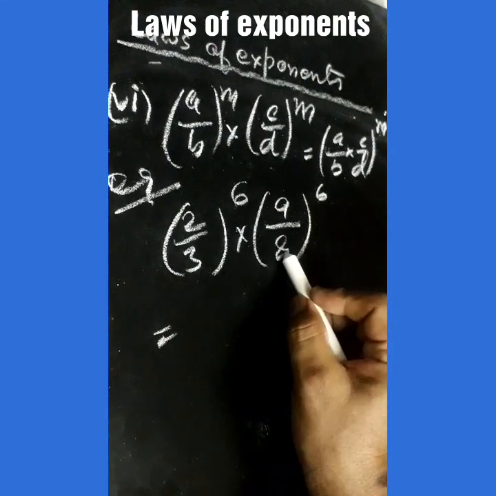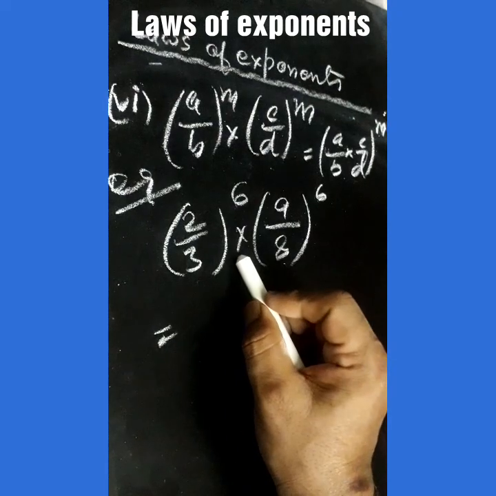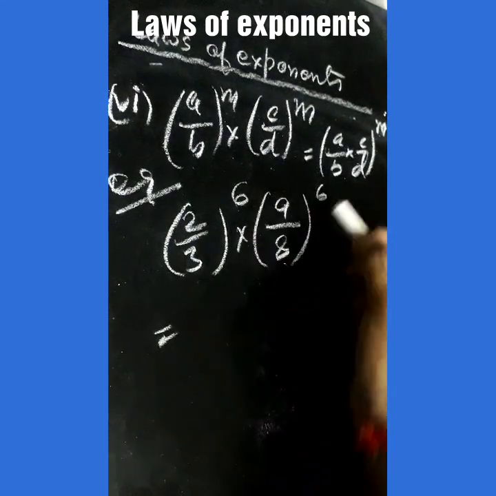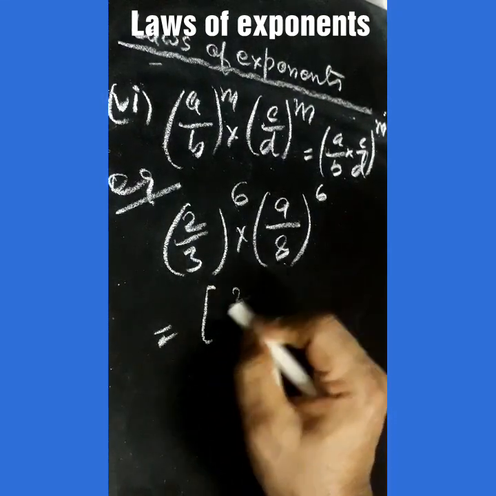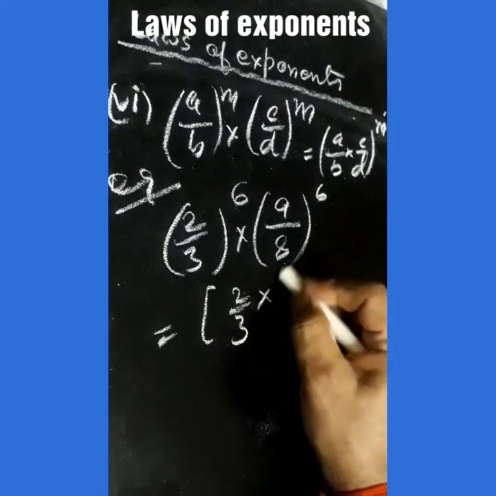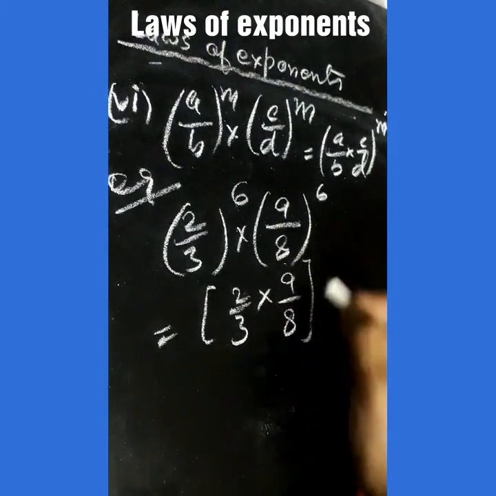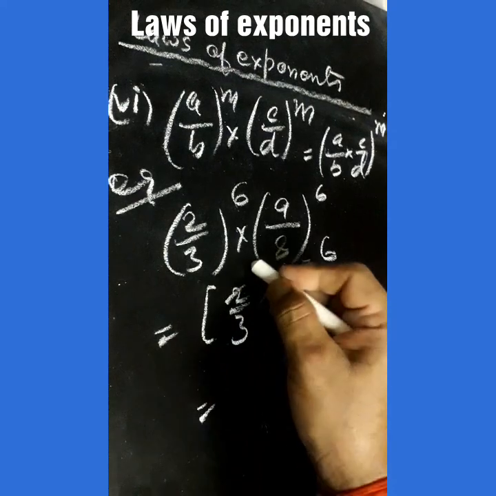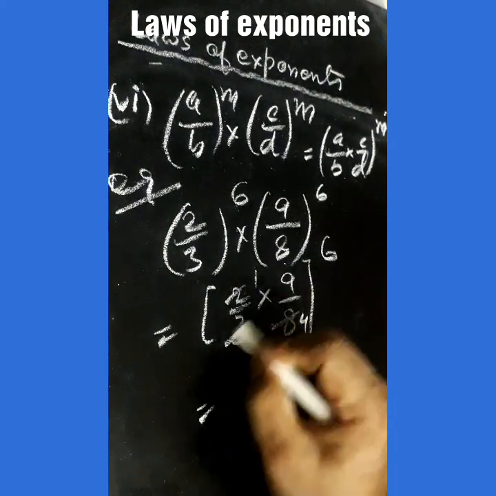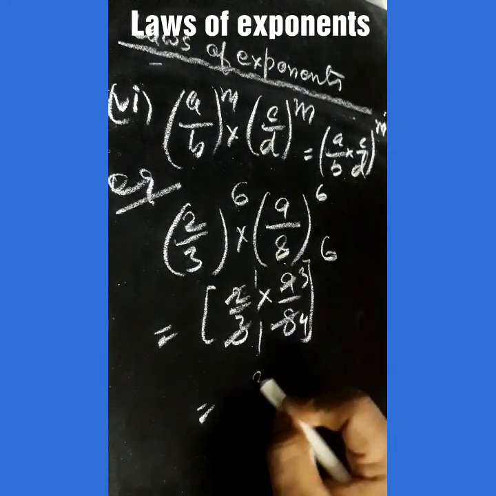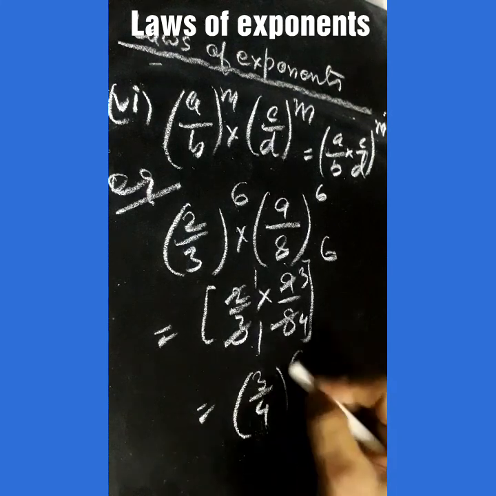We have different bases, sign multiplication, same power. We will write it like this: (2/3 into 9/8) whole raised to the power 6. 2 ones are 2, 2 fours are 8, 3 ones are 3, 3 threes are 9. Means (3/4) raised to the power 6.